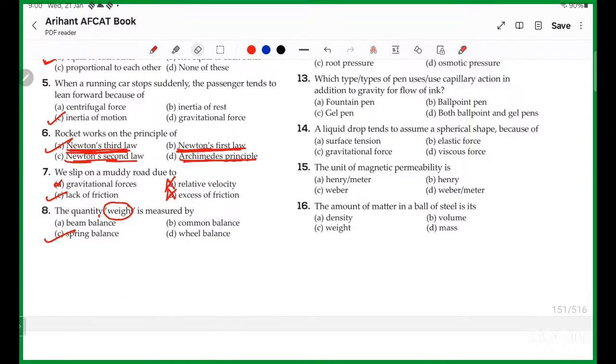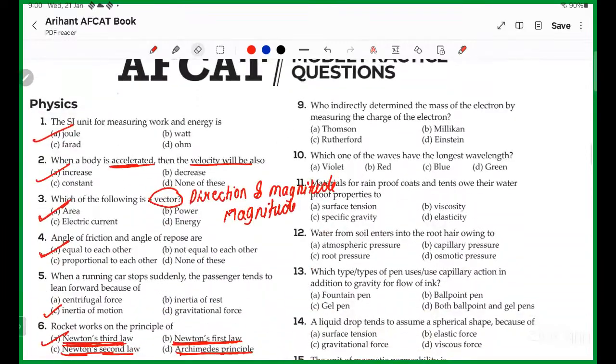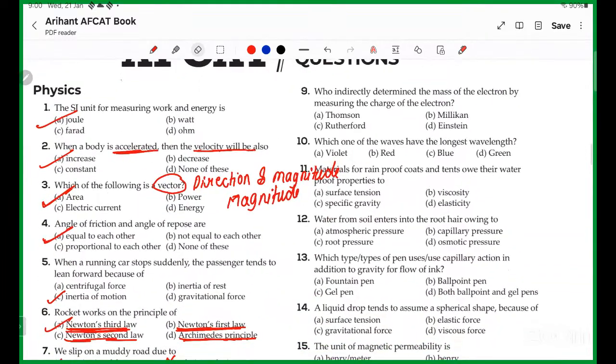Okay. Who indirectly determined the mass of electron by measuring the charge of electron was basically Millikan. He did the oil drop experiment. Okay, so with that he measured.